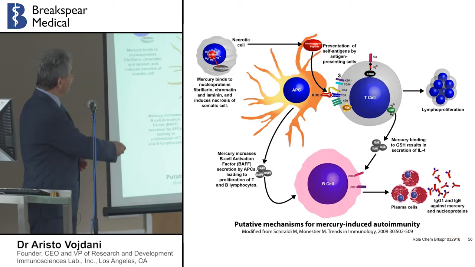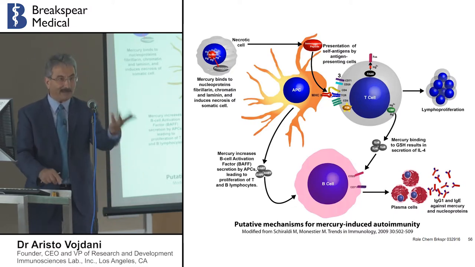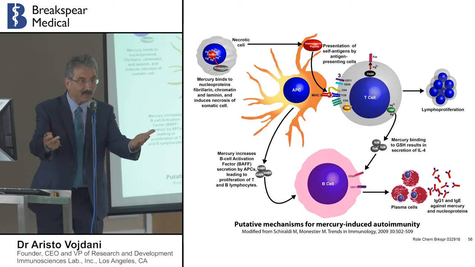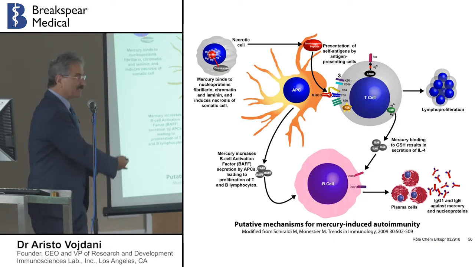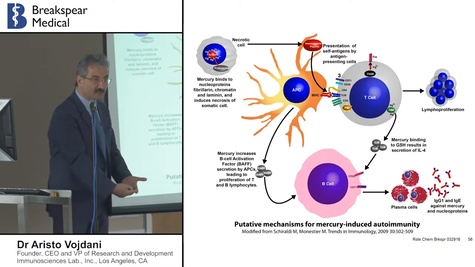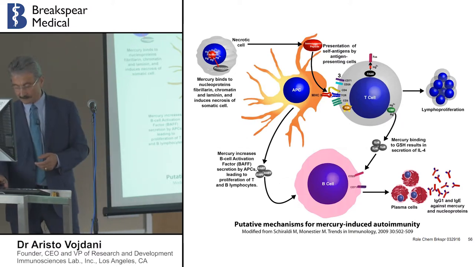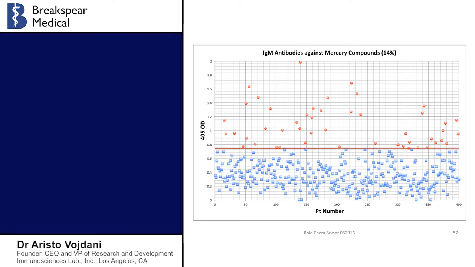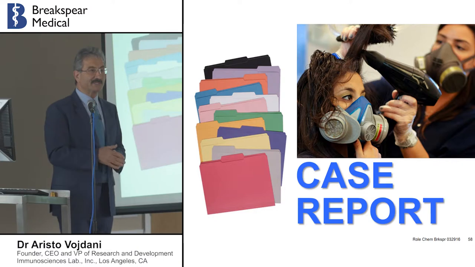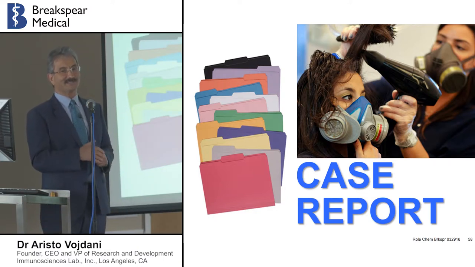So antigen-presenting cell that will take that up, our immune system is going to react to what? Our nucleoprotein plus the toxic chemical. And this is the mechanism of mercury or other chemical induction of autoimmunities. And mercury, we found 14%. And I'm going to present to you guys this case, and I will conclude my presentation.